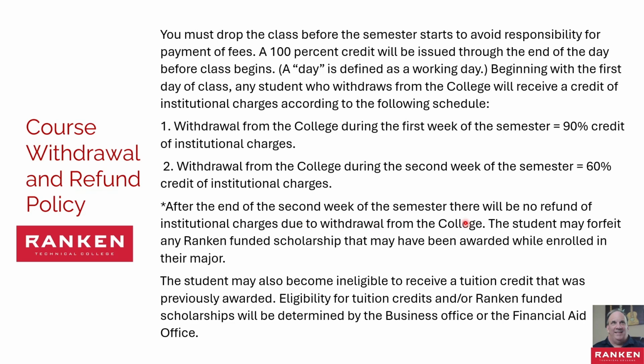withdrawal from the college. The student may forfeit any rank and funded scholarship that may have been awarded while enrolled in their major. The student may also become ineligible to receive a tuition credit that was previously awarded. Eligibility for tuition credits and or rank and funded scholarships will be determined by the business office or the financial office. Okay? So you need to make sure that I have no control over the withdrawal process.